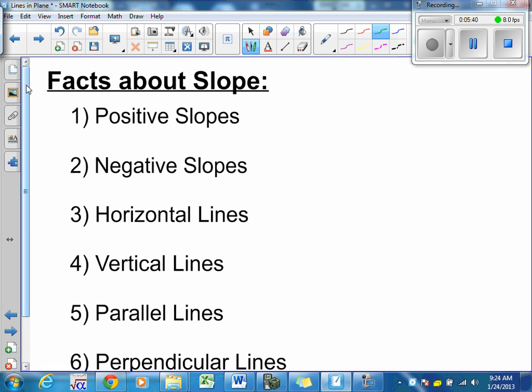Let's talk about some facts about slope. Now, a positive slope means our line is going up. Negative slope means the line is going down. Horizontal lines are in between those. If you think about it this way, a positive line is up, a negative line is down, so in the middle, horizontal, what's between a positive and a negative? 0.